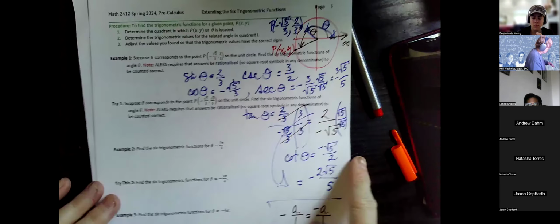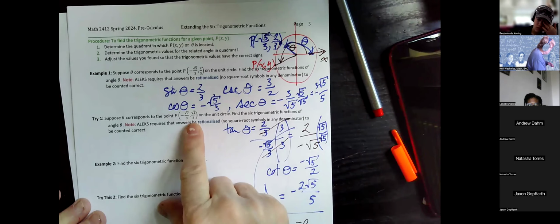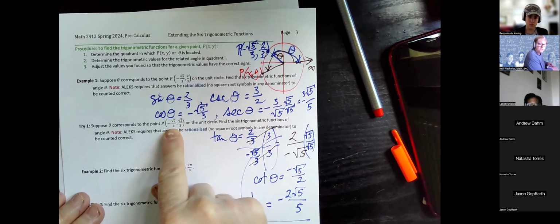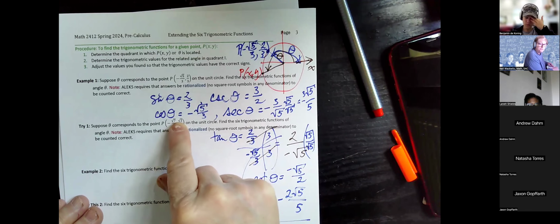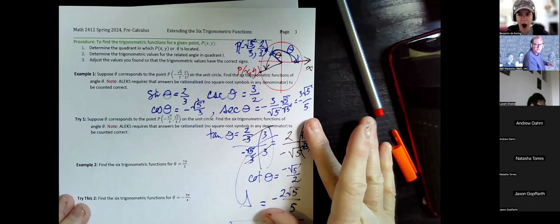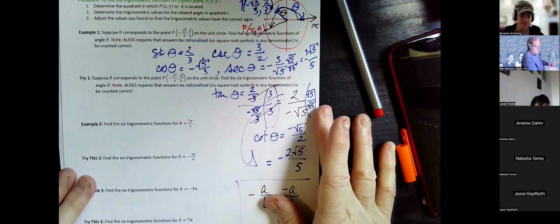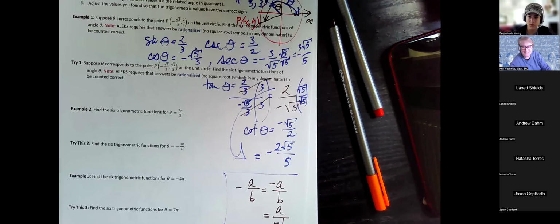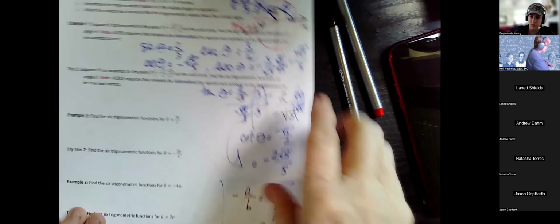Groovy. That was very long. I want y'all to take the point negative square root of 7 over 3, comma, square root of 2 over 3, and find the 6 trig functions. And I'm going to be here, but disappear, and pause the recording. Who's going to remind me to restart the recording? Okay, great.